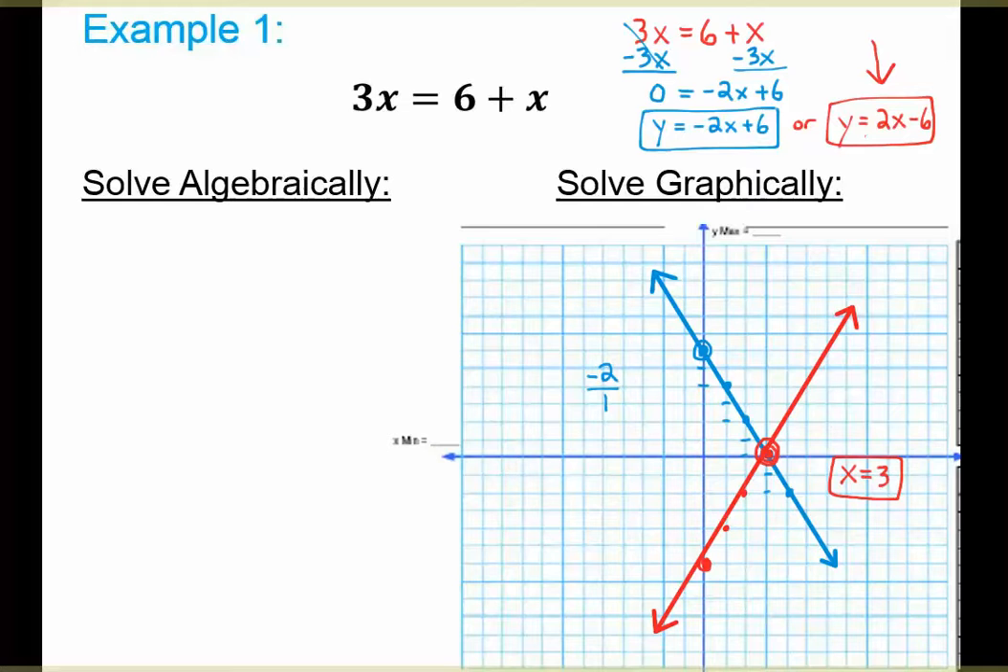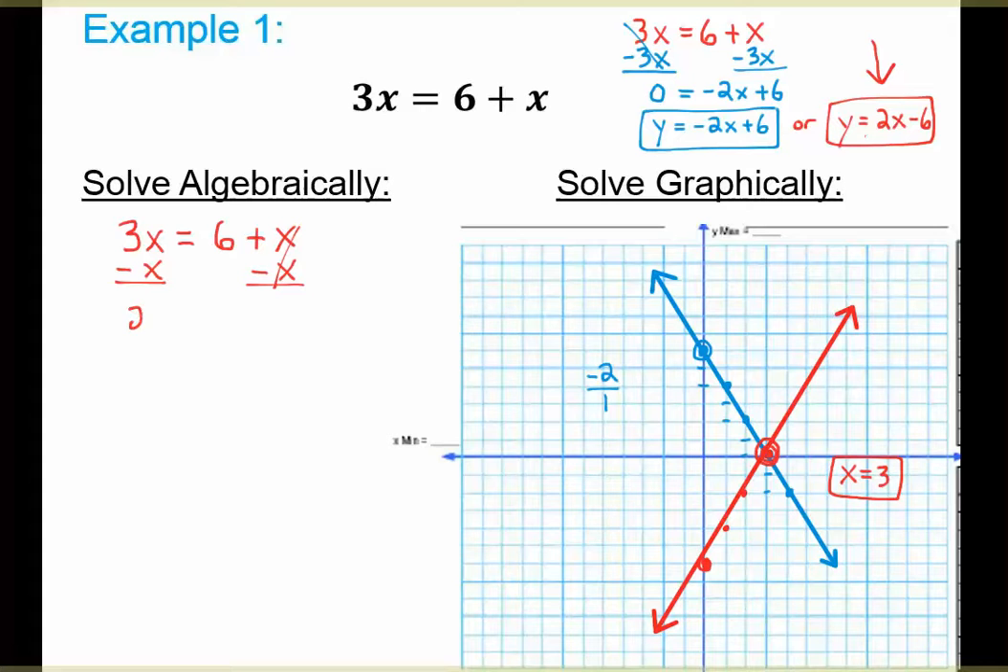All right, now let's solve it algebraically and make sure that our answers match up. So on your other column, go ahead and recopy that equation: 3x equals 6 plus x. And then what would you do first to solve this algebraically? Okay, don't get confused. When we solve algebraically, we want to get x's on the same side so that they're kind of opposing a number, and that's going to allow us to solve.